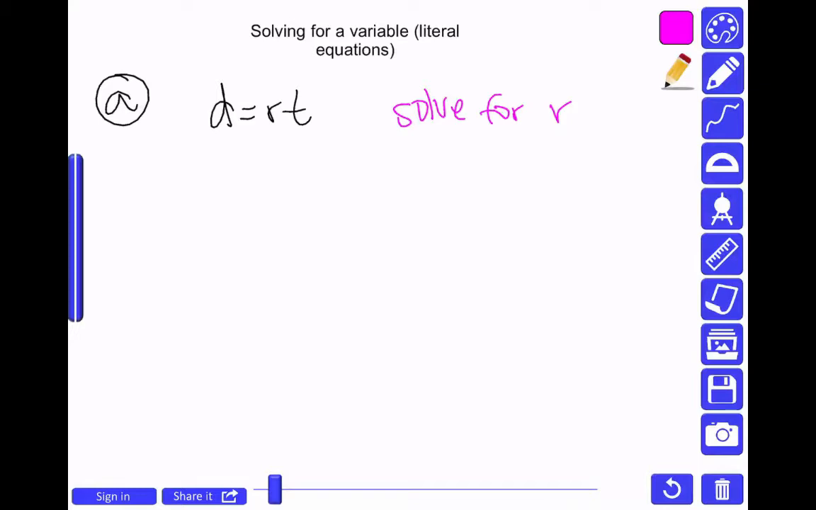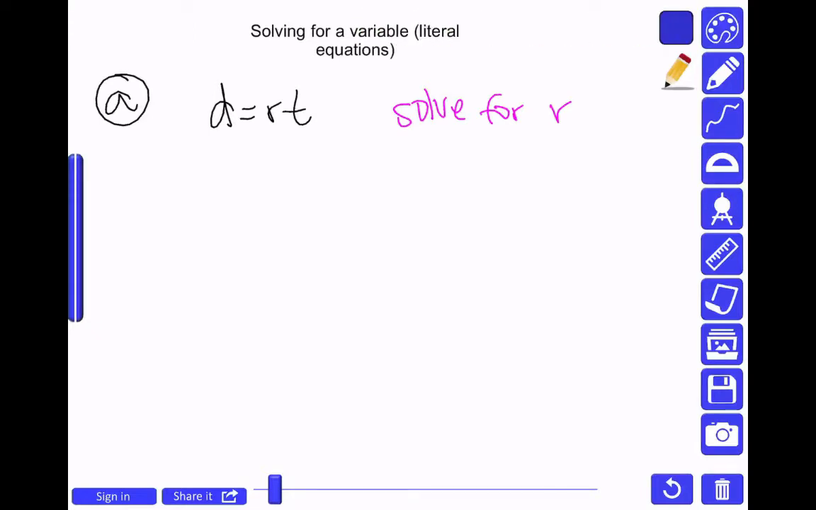In this video, I'm going to teach you how to solve for a variable. Sometimes we call these literal equations. Basically, these are formulas, and we are rearranging them so that we have the variable that we want isolated. So the first one here is d equals rt, which is distance equals rate times time.